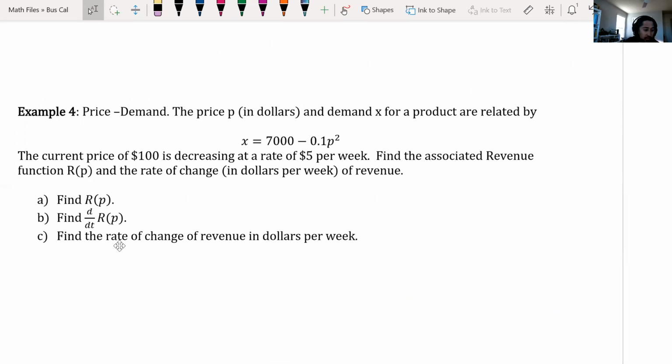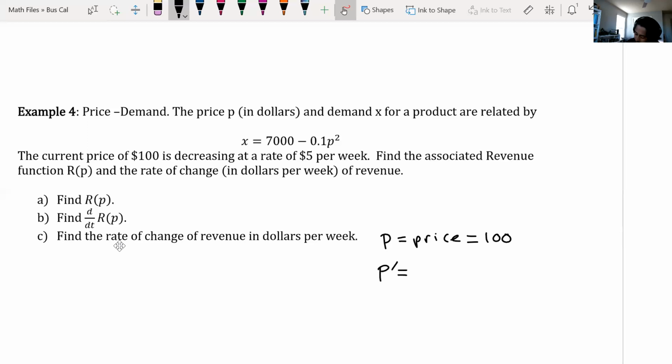Okay. Let's see. Oh, because we're putting it in terms of P. Okay. All right, so let's label what we know. The current price of 100, so P represents price. P is price, and they're giving us that that's 100. The current price of 100 is decreasing at a rate of $5 per week.